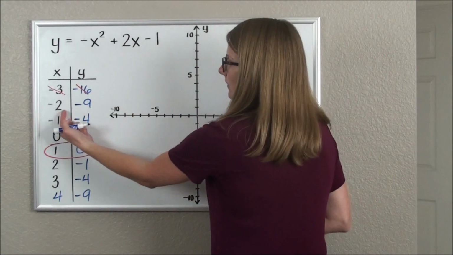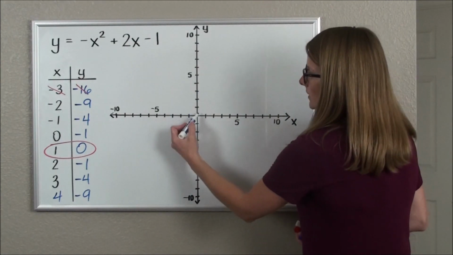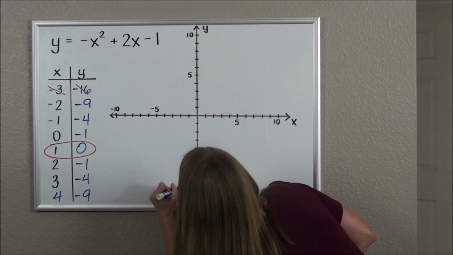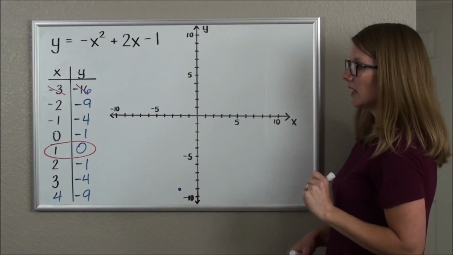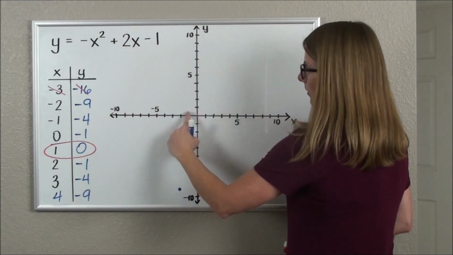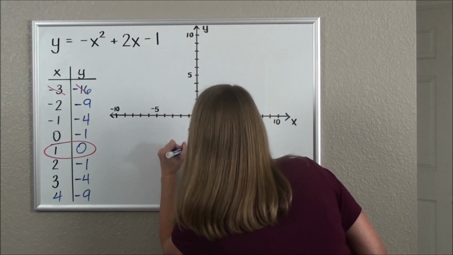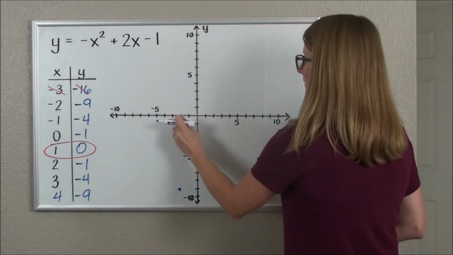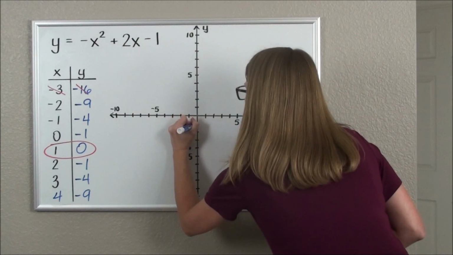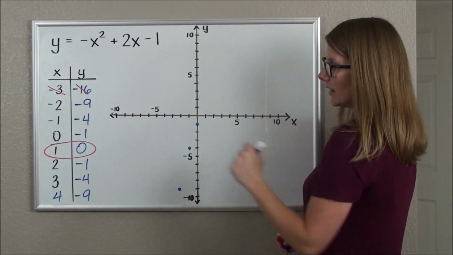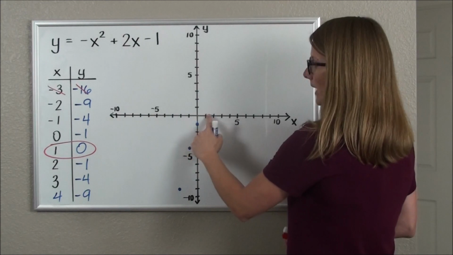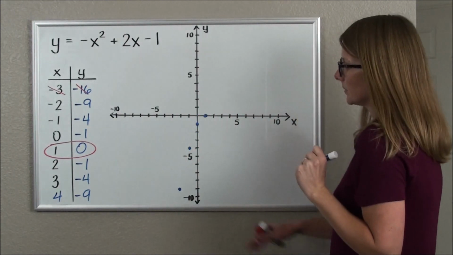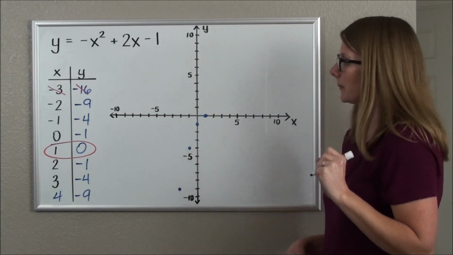Let's begin with the negative 2, negative 9, which says to go left 2, down 9. We'll plot a point. Next we have negative 1, negative 4. I'm going to go left 1, down 4. Then we have 0, negative 1, which says don't go left or right, simply go down 1. And then I have 1, 0, which says go right 1, but don't go up or down. I'm starting to see it curve a little bit.